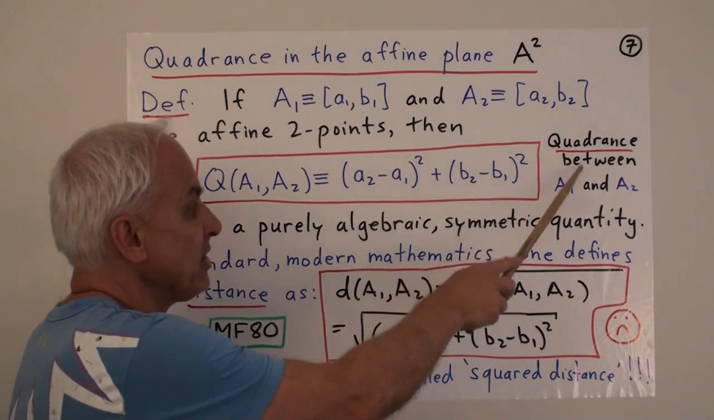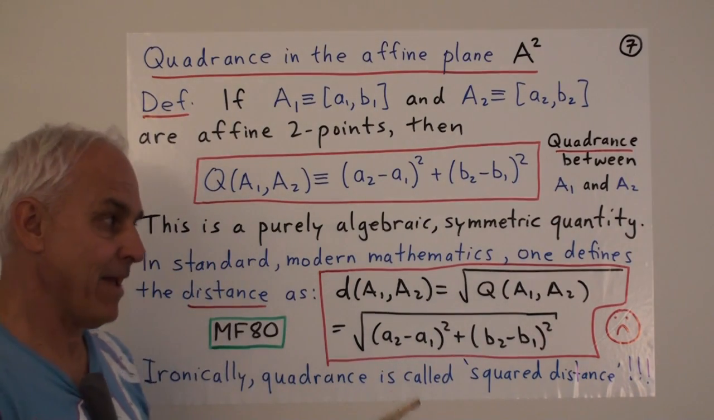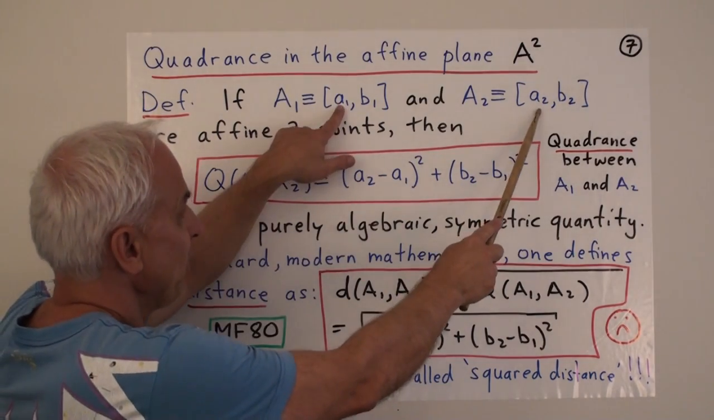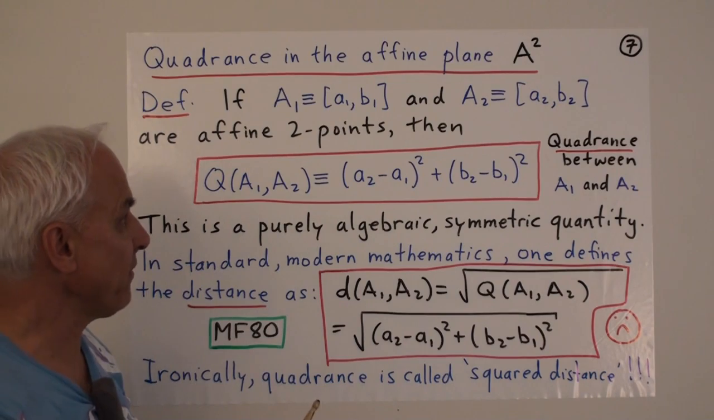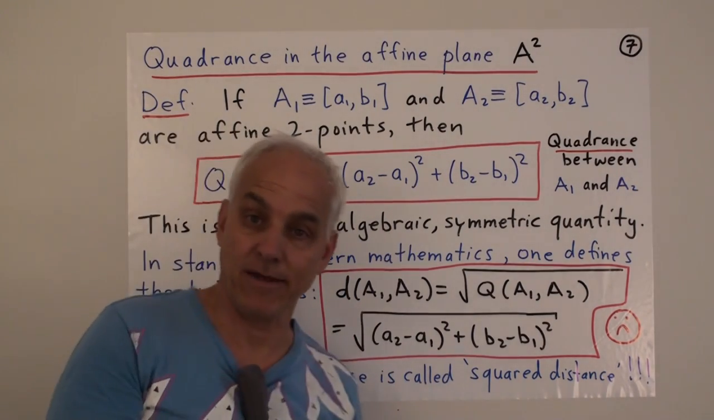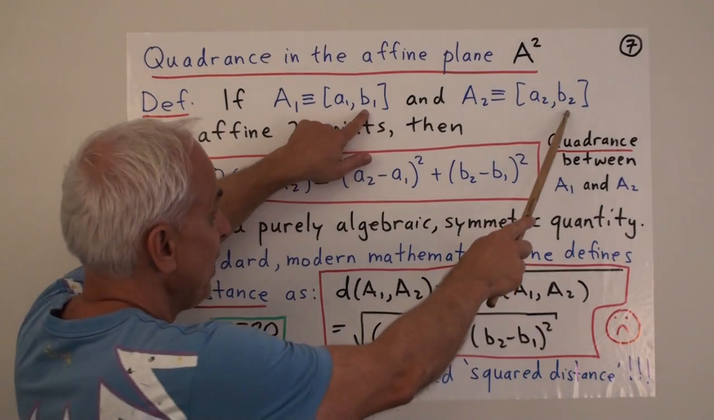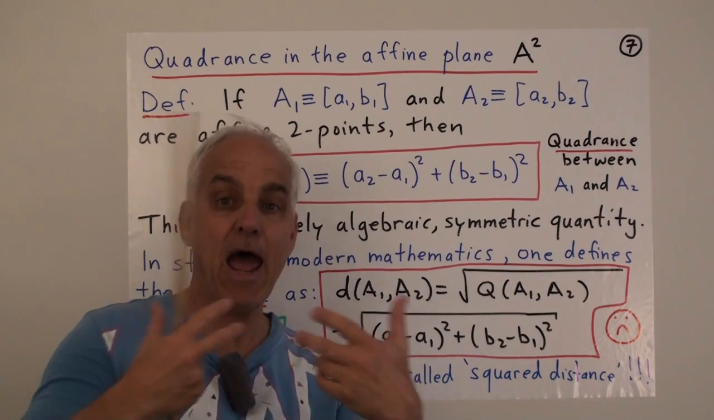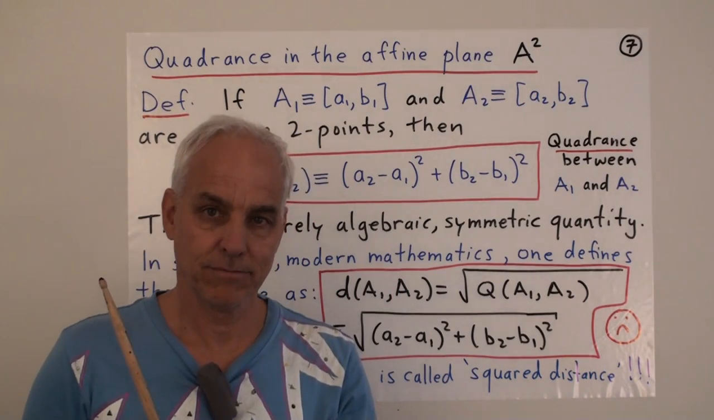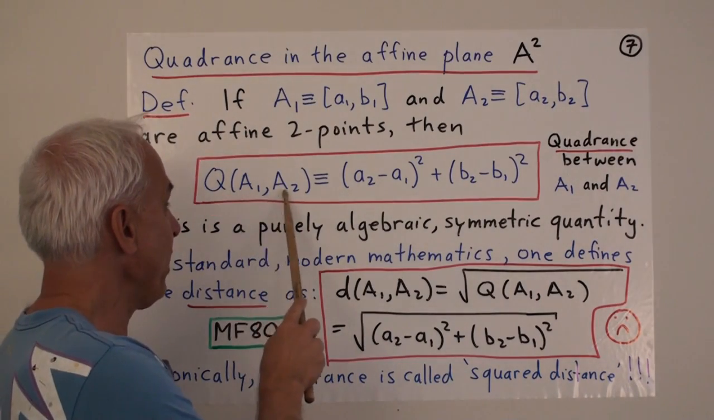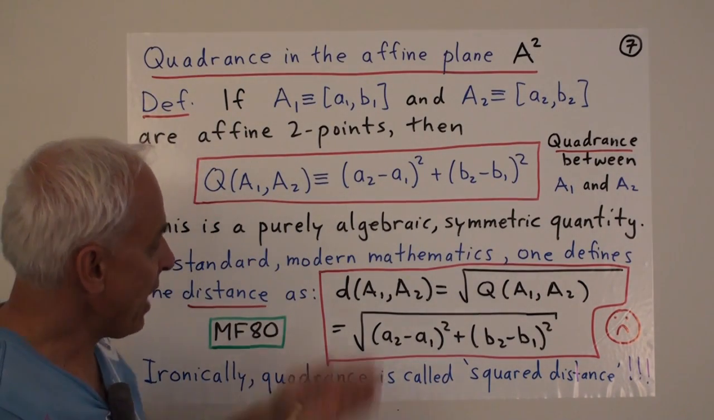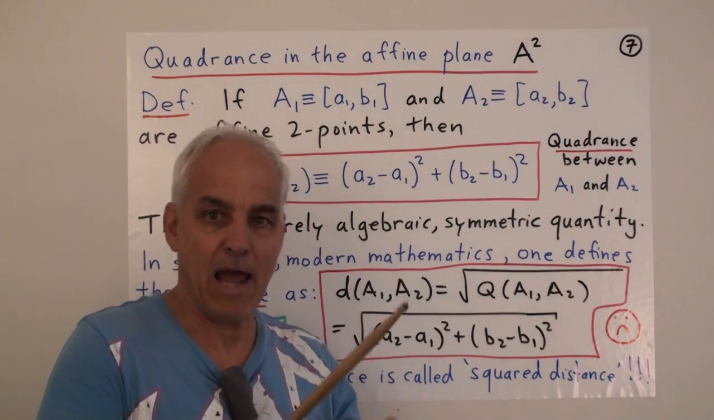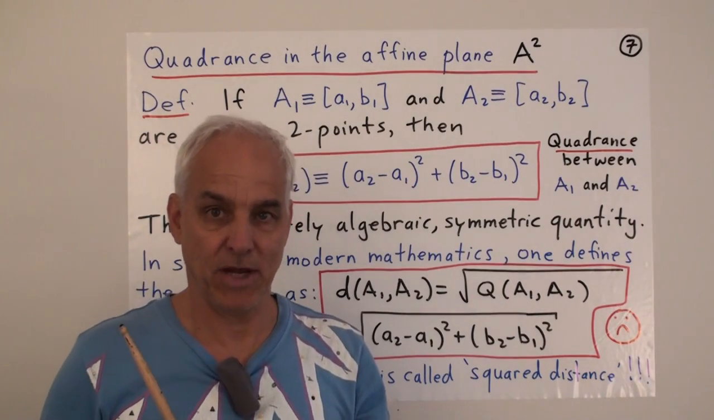We can define the quadrance between these two points in a very analogous fashion to what we did in the one-dimensional case. We can take the difference between the x coordinates, the first coordinates, a2 minus a1, and square that. And we can take the difference between the y coordinates, the second coordinates, b2 minus b1, and square that. And we can add those two squared quantities, and call that Q of A1, A2. Now that's sort of familiar from Pythagoras' theorem. That's one step in finding the traditional distance between A1 and A2.